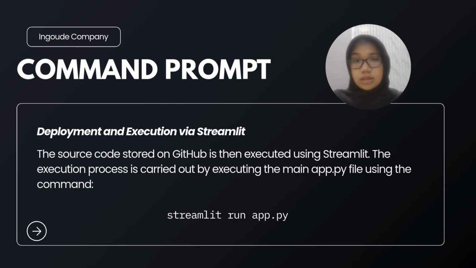And then the third is deployment and execution via Streamlit. The source code that we uploaded and stored on GitHub is then executed using Streamlit. The execution process is carried out by running the main app.py file using the command streamlit run app.py.